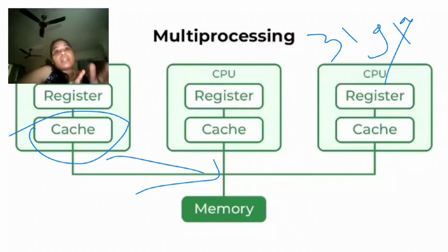And third one is multi-level parallel processing. That means more than 300 or 500 processors you can execute at a single time. That is called multiple parallel processing. So these are the three types of multiprocessing.